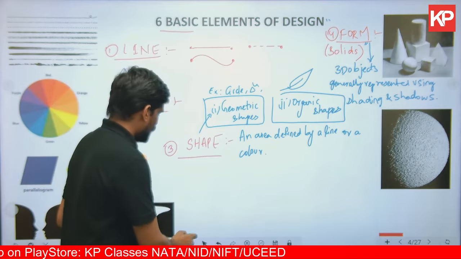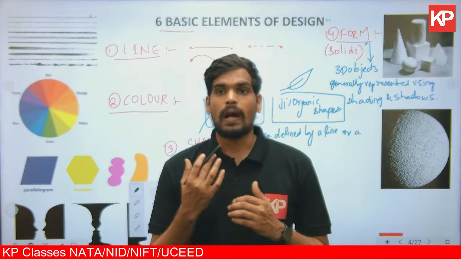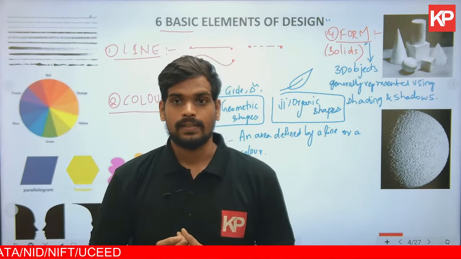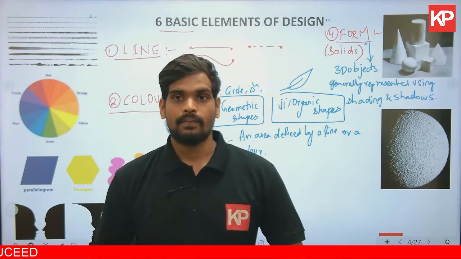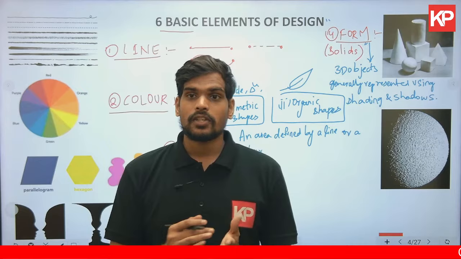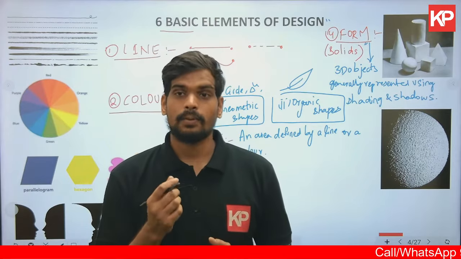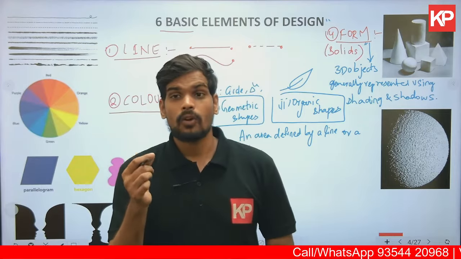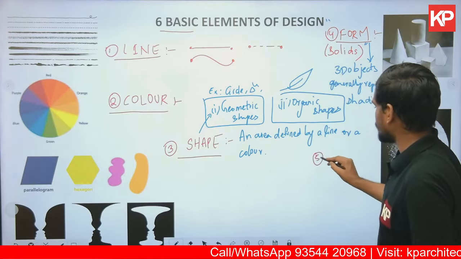That brings us to the fifth element of design, which is texture. Texture talks about how rough or smooth something is. If I ask you what is the texture of a glass, it is a smooth texture. What is the texture of a polished marble flooring? It is a smooth texture. What is the texture of a woolen sweater? It is a rough texture because it is woolen fabric, right? So texture is that roughness or smoothness of some surface. So number 5 is texture.